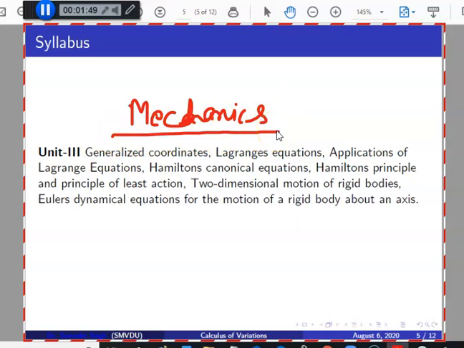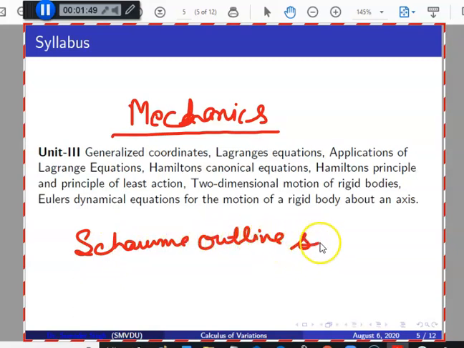So the book references you will see at the end, the last slide. I have written the main book which you can refer for the first 2 units, and for the third unit I will tell you later. Mainly I can tell you for numerical problems you can consider one book of the Schaum's Outline series.